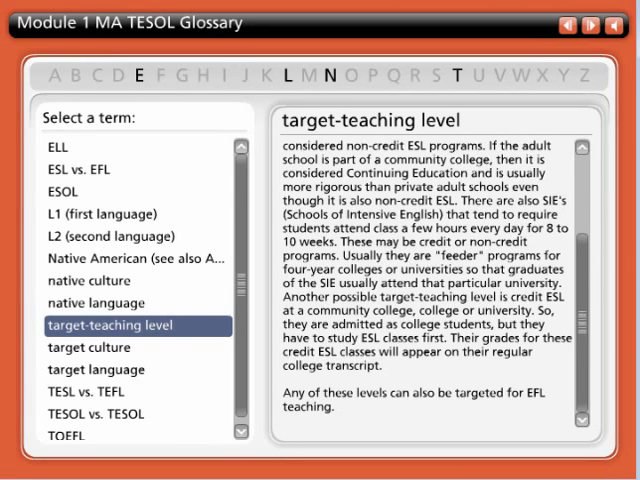So the students are admitted as a college student, but they have to study ESL classes first. Their grades for these credit ESL classes will appear on their regular college transcript. Any of these levels can also be targeted for EFL teaching.